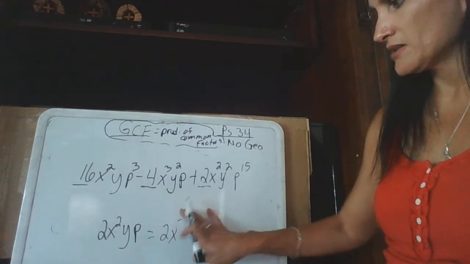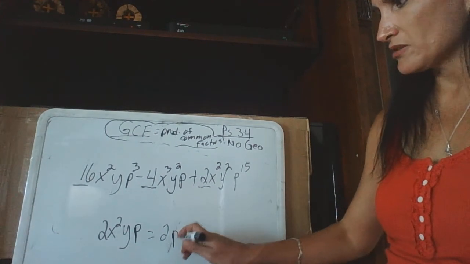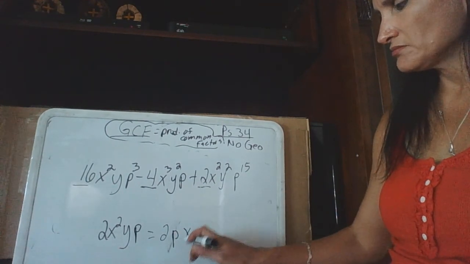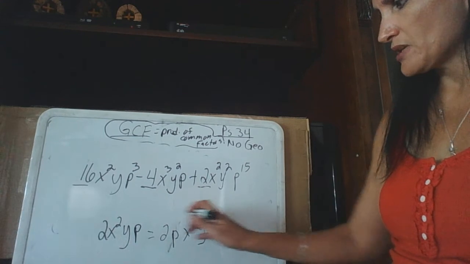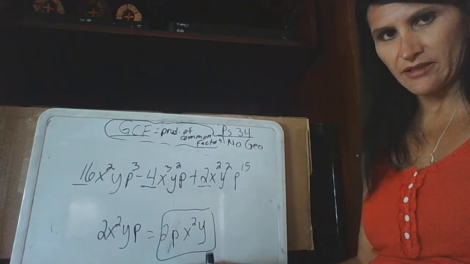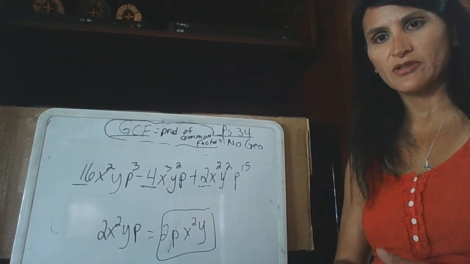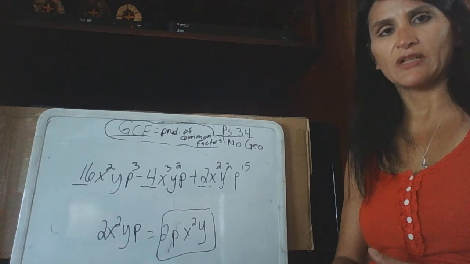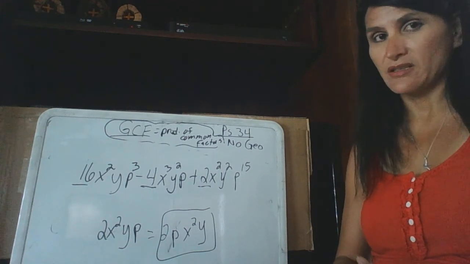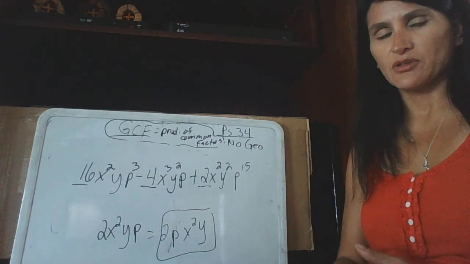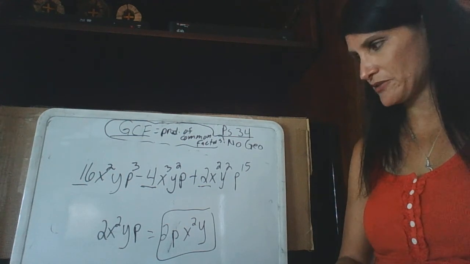Okay, now I'm going to regroup these. I'm going to put them in alphabetical order: 2px squared y. Now that's not really that important. I'm not going to count it wrong if you do it that way. It's just helpful when I'm grading, and when you start doing other parts of this lesson, you'll understand why it's important to group them together.